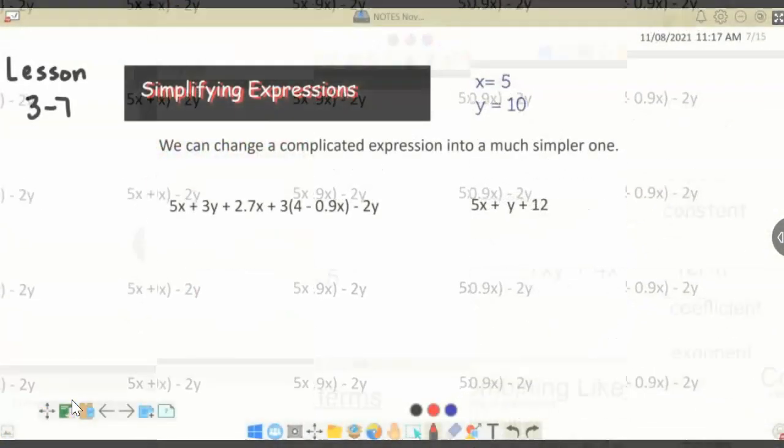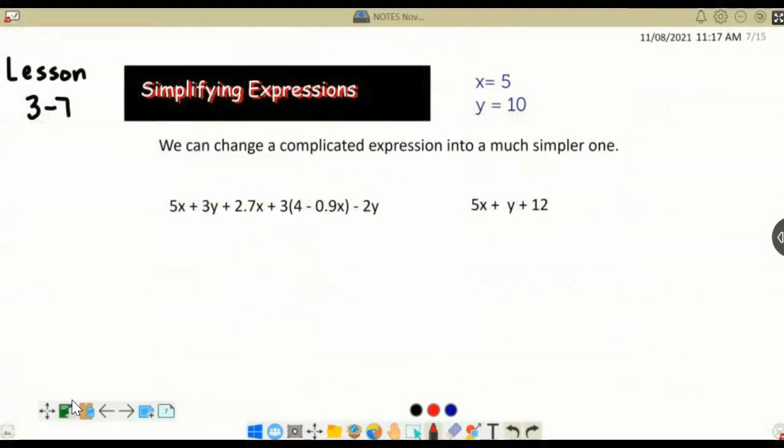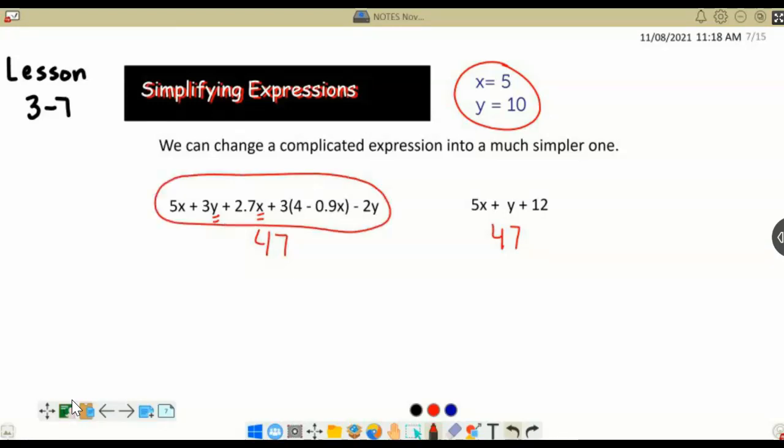On this page, you can see that there are 2 expressions right here. One is fairly complicated and one is very simple. They both contain the x variable and a y variable somewhere in them, or multiple of them. The strange thing is, no matter what we replace the x and the y with, no matter what numbers, they will equal the same thing. This one over here, if we replace or substitute the x for 5 and y for 10, we get a 47. And also, if we were to do all this math over here, we'd get the exact same answer. And no matter what we replace it with, we'll always get the same answer. And that's because this big, long expression was simplified into that easy, simple expression. That's what it means to simplify.